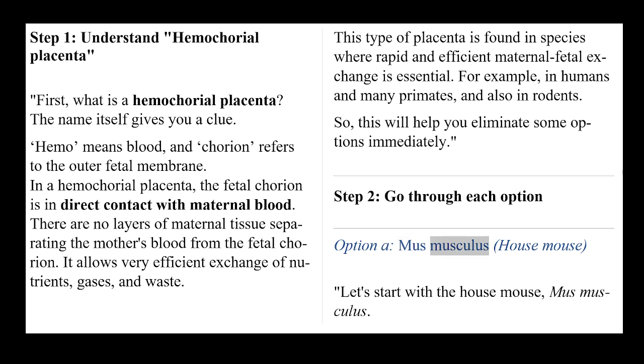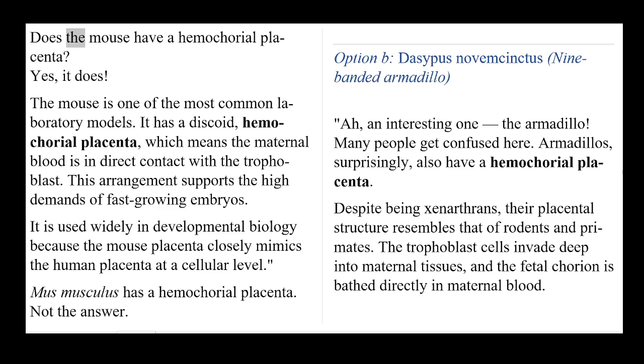Option A, Mus musculus, house mouse. Let's start with the house mouse. Does the mouse have a hemochorial placenta? Yes, it does. The mouse is one of the most common laboratory models. It has a discoid, hemochorial placenta, which means the maternal blood is in direct contact with the trophoblast. This arrangement supports the high demands of fast-growing embryos.